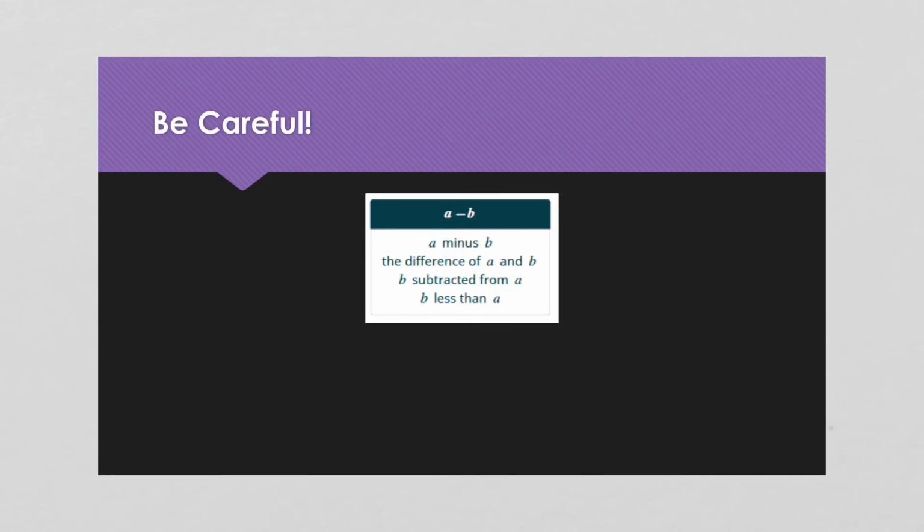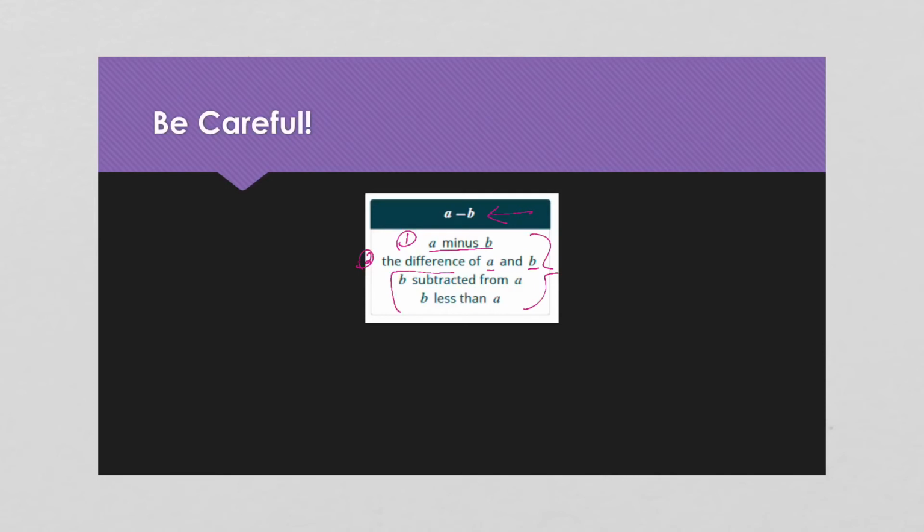I threw this page in here because it's super important that you realize that this statement right here can be written in these 4 ways and be absolutely correct. Notice how in the first way, A minus B, it's written in the exact same order that you read it. The second way, this one is also written A first and then B.